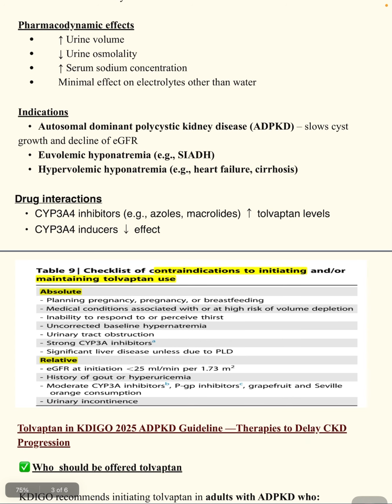Clinical use. Tolvaptan is used in two major clinical settings. First, hyponatremia, such as euvolemic hyponatremia including SIADH and hypervolemic hyponatremia including heart failure and cirrhosis. Another use, and it is the most important, is ADPKD. In ADPKD, tolvaptan reduces cyst growth, slows decline in eGFR and delays progression to ESRD.